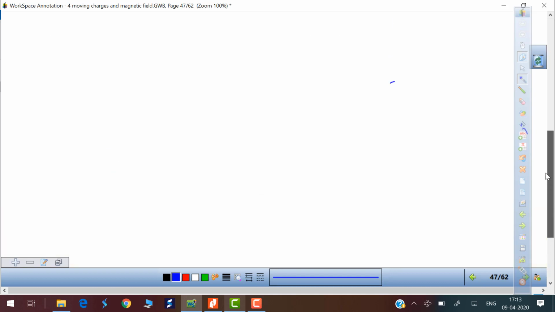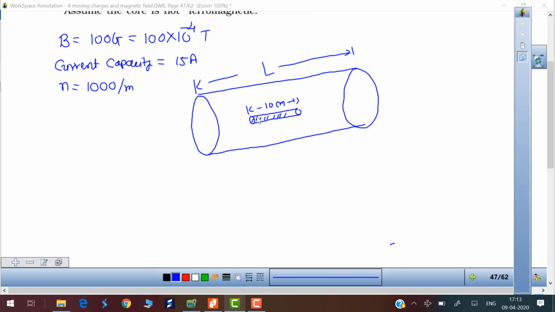So first thing, to get the magnetic field uniform, you have to use a long solenoid. The length must be very large compared to the diameter.